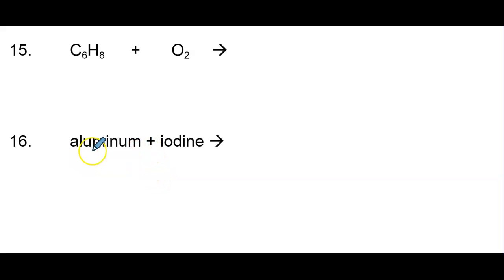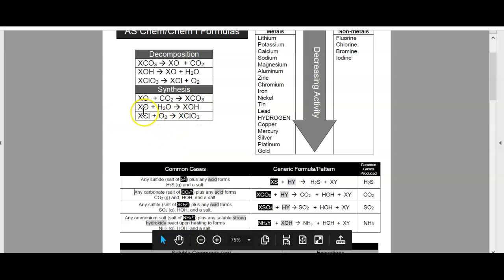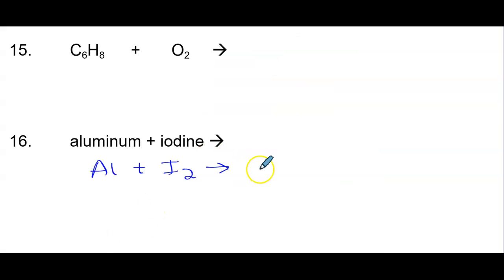Okay, so 16 is words, so I'm going to do aluminum plus iodine. Because they're element words, I've got to think about Brinkelhoff, yes or no. This is a no, this is a yes. So we're going to check our chart. We always check here unless it's a combustion. It is not one of these two things, and it's not any of those criteria. So therefore, the only thing it could be is them coming together as a simple synthesis.